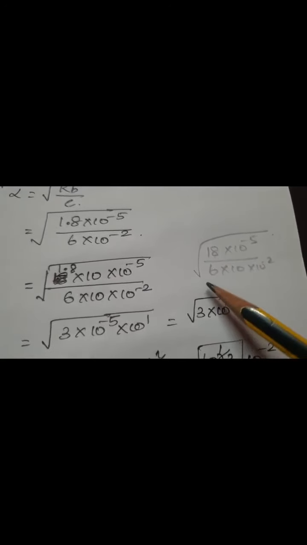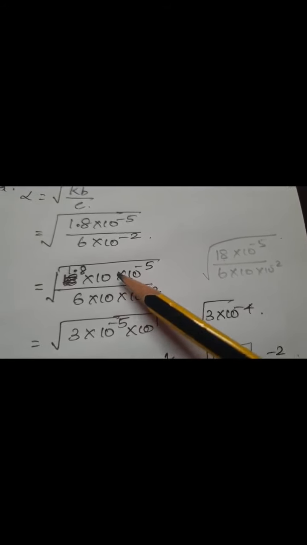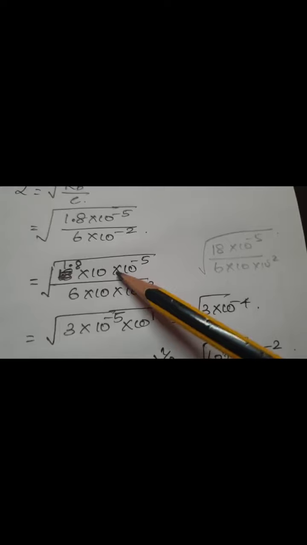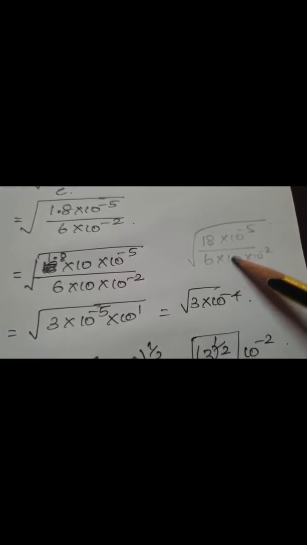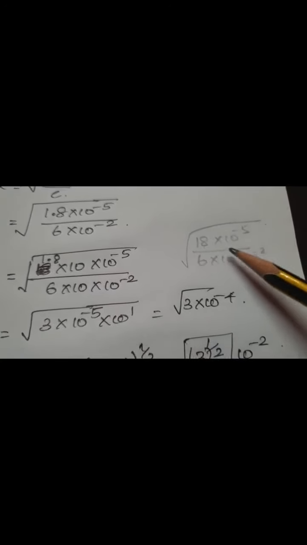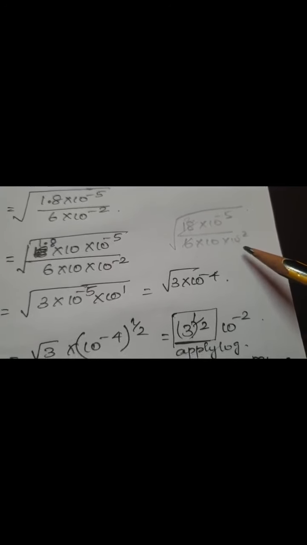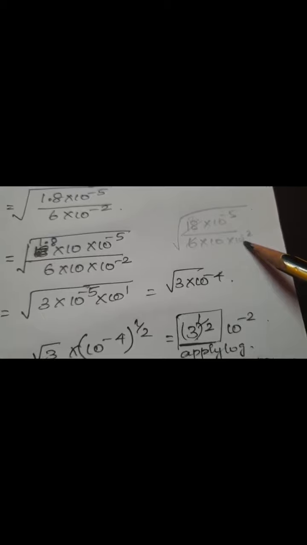If you multiply 1.8 into 10, it will be 18. So it will be easy to simplify these two terms, into 10 power minus 5 divided by 6 into 10 into 10 power minus 2. Multiplying both the numerator and denominator by 10 means the value will not change. Just for simplification we are adding this on both the numerator and denominator. Simplifying, 18 by 6 is 3. So 3 into 10 power minus 5 divided by 10 into 10 power minus 2.